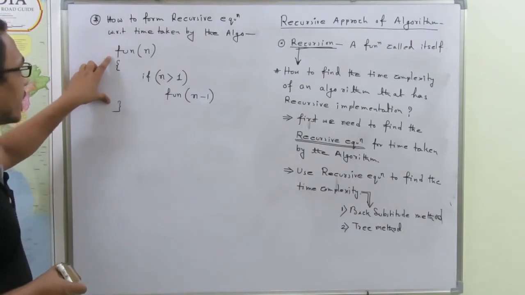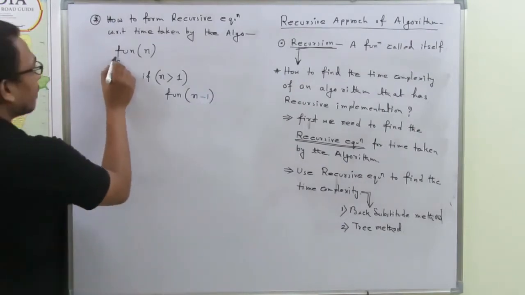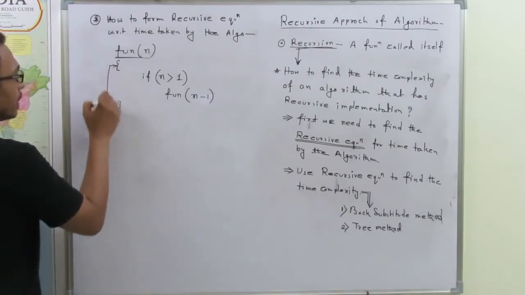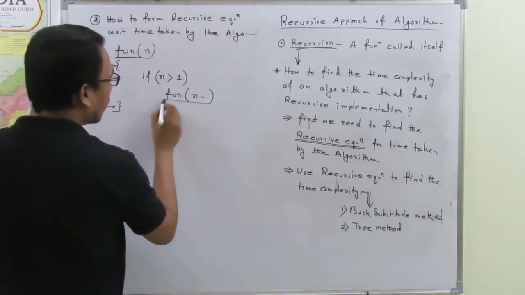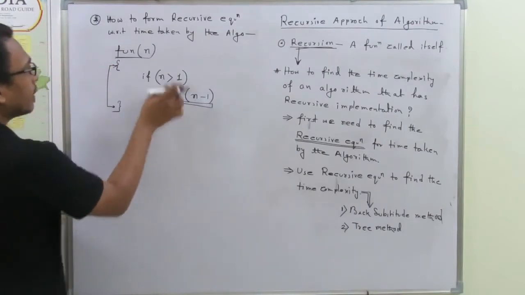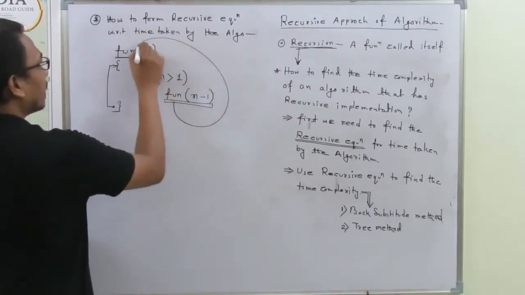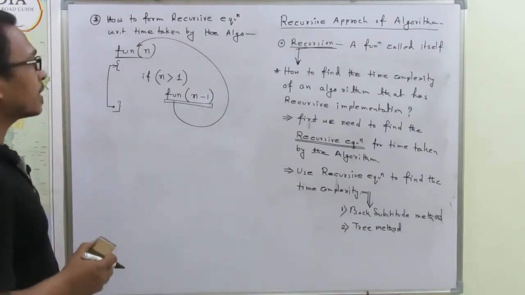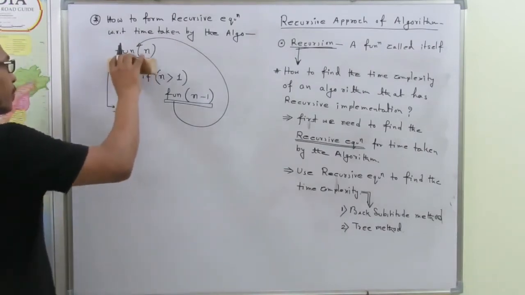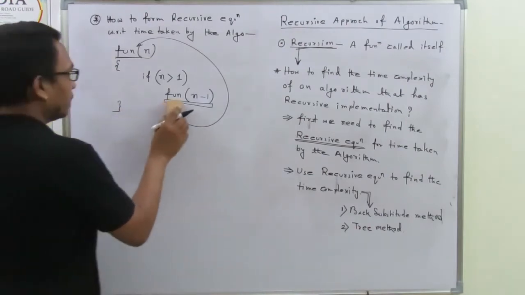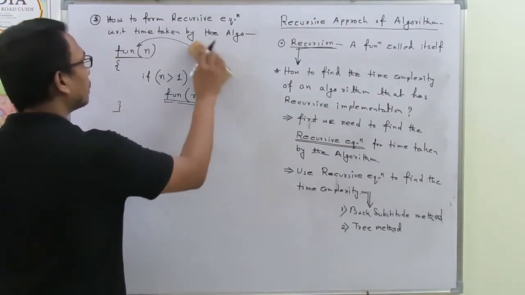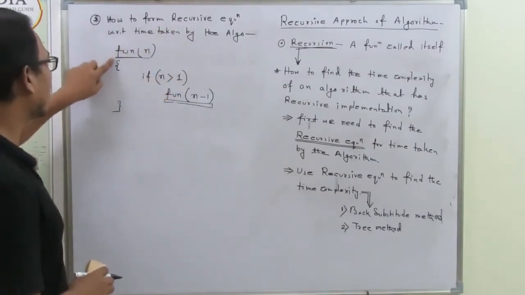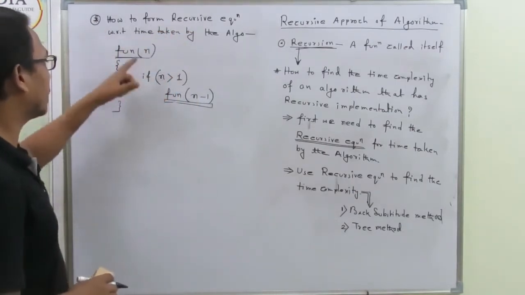Why this is called a recursive algorithm? Because this is a function, and this is our function body, and within this function body we are again calling the same function. From here we are calling again the same function. That's why this one is a recursive algorithm or recursive program. So how to find the recursive equation for time taken by this particular algorithm?